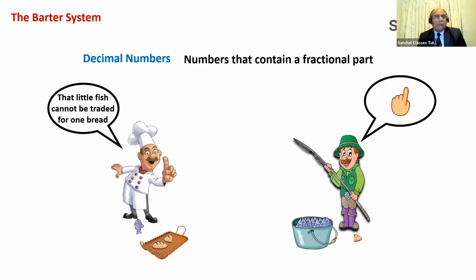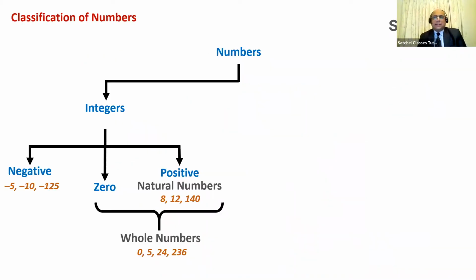You are all aware of decimal numbers, right? 0.5, 1.12, 6.45. And of course, we have negative numbers which can be decimals as well. Minus 0.75, minus 2.45. All of these are decimal numbers, right? So that gets one more branch to this classification of numbers.